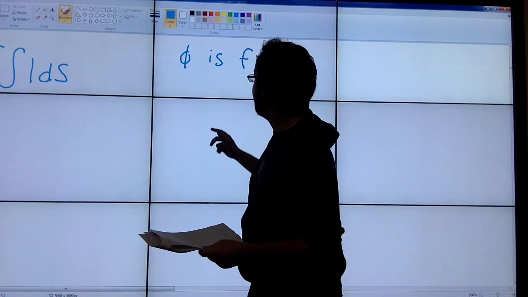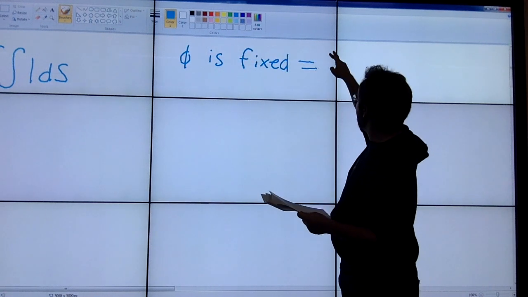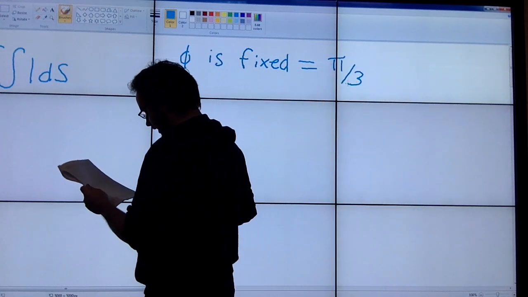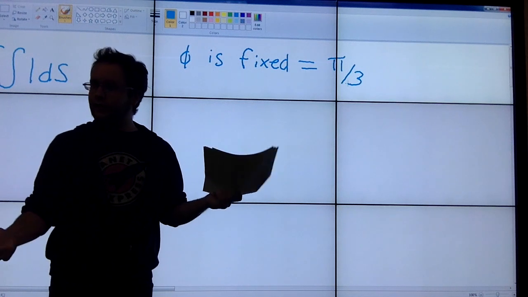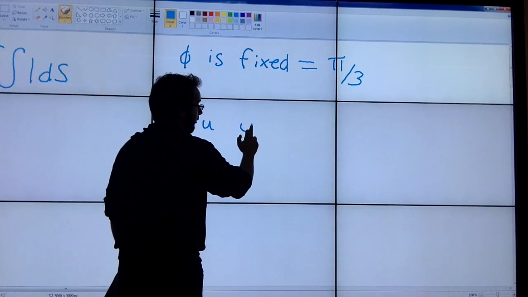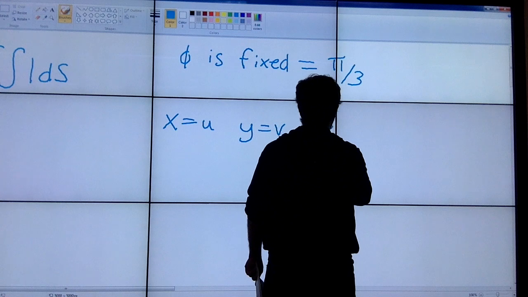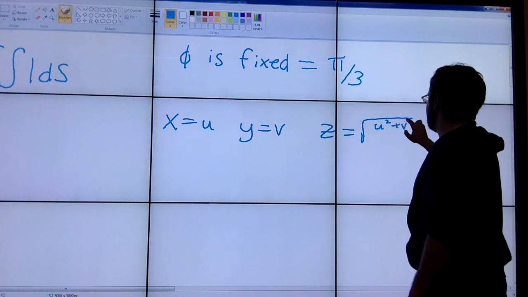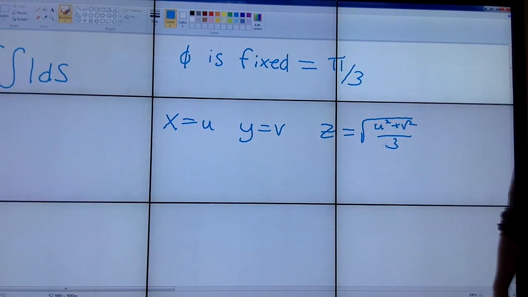So we want to fix phi, and phi is fixed to be pi over 3. That's the pi over 3 cone. But we still use the same parameterization. By the way, you could also say x equals u, y equals v, z equals the square root of u squared plus v squared, over 3. Some people are more comfortable with being consistent like this, but the computation might be a lot uglier.